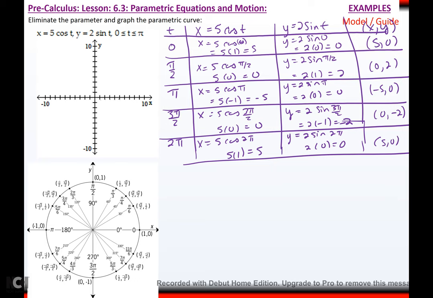So 1, 2, 3, 4, 5, 0, 0, 2, 1, 2, 3, 4, negative 5, 0, 0, negative 2. There's my ellipse. Actually, no. I did not pay attention. They just want from 0 to pi. So they do not want those last 2 points. So they want 5, 0, 0, 2, and negative 5, 0. They just want half the ellipse. Pay attention to your restrictions. See how I just forgot it? Oops. Sorry.